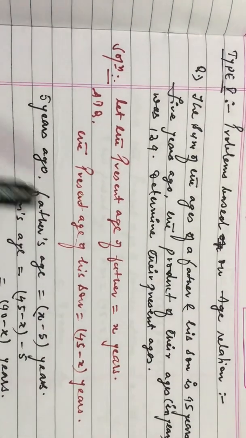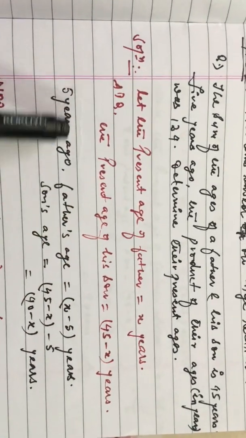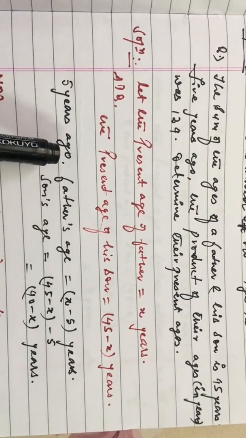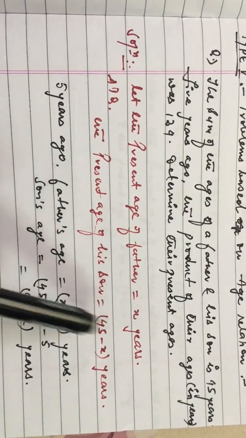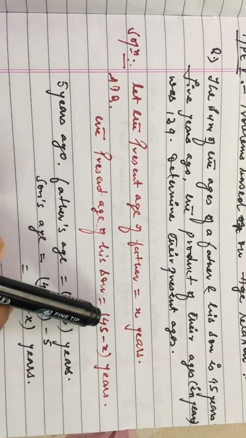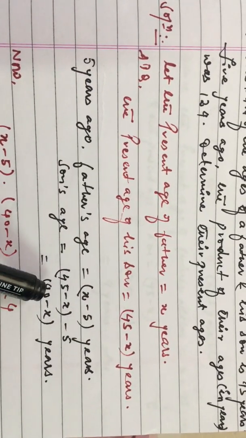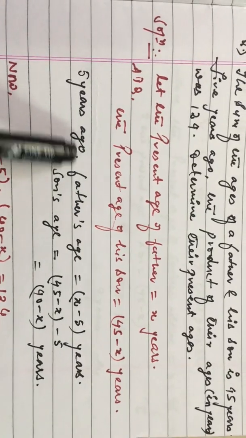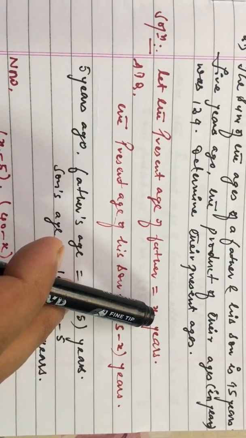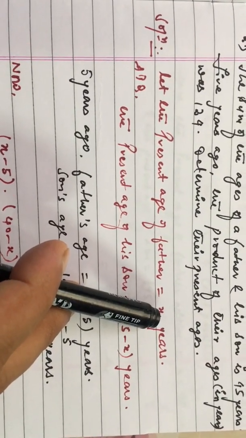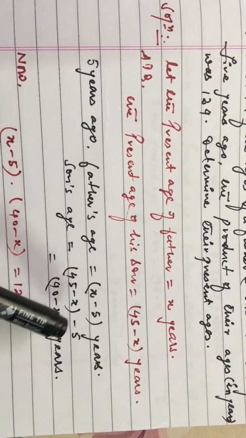Okay, now see, 5 years ago, father's age: in case of ago, we subtract from the present age, so x minus 5 years, and the son's age is 45 minus x, we subtract 5 here also, so 45 minus 5, 40 minus x. In case of ago and before, we put the minus sign, and in case of after or later, we put the plus sign.